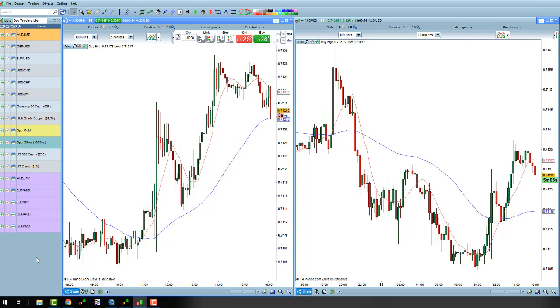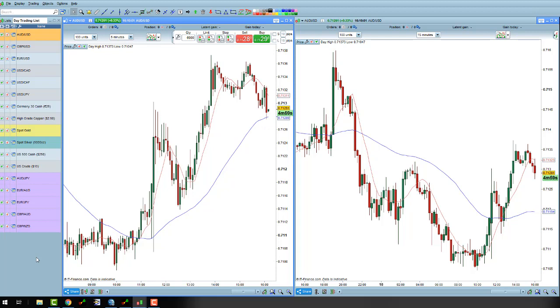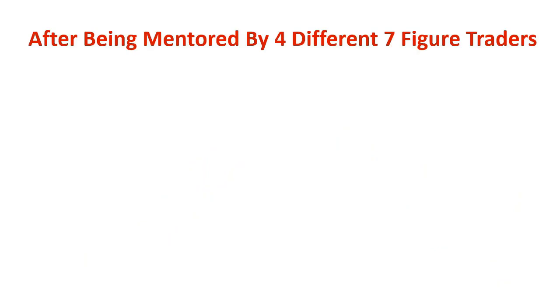And so here are the biggest things, guys. If you're thinking about trading on an intraday basis, here are the biggest things that you need to learn if you want to be a really successful professional trader and be in this game for the long haul and to do really, really well from it and be part of that only few percent who do well from these markets. After being mentored by 4 different 7-figure traders, I've realized they all have some things in common that actually help them do really, really well in the markets.